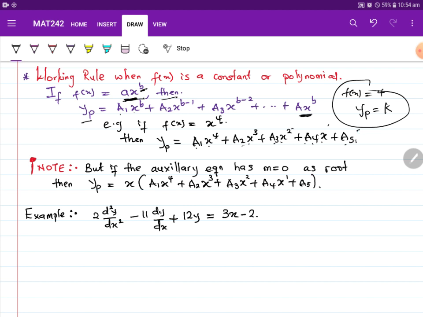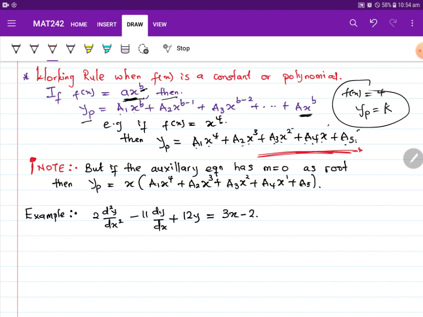So if I give you x raised to power 7, then it means yp will be a constant x raised to power 7, a constant x raised to power 6, until you get to x raised to power 0. Are you with me? Okay. Now, the constants are not the same letter. We can use any letter to represent them. We can use A1, A2, A3, or we can use A, B, C, D to represent our constants. So that's how to represent our particular solution for a polynomial.